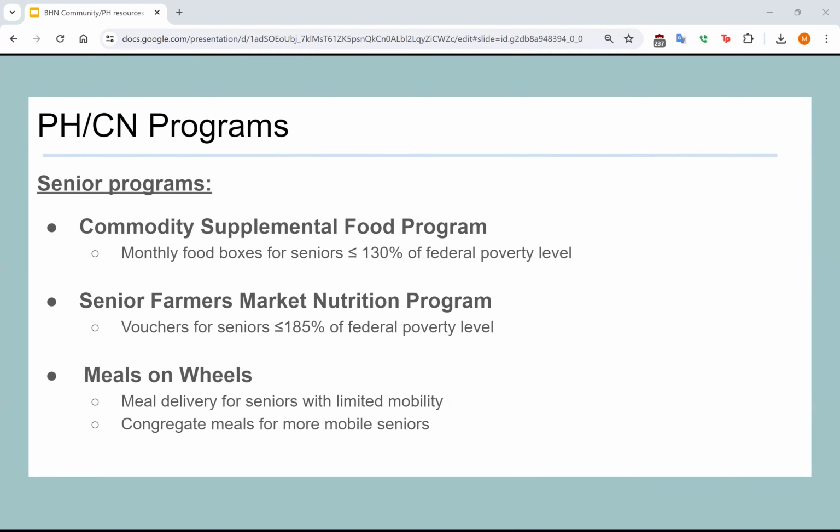And then there's a couple of different programs for seniors. So the first one's the Commodity Supplemental Food Program, which provides food boxes. So all of these, the ones I talked about before and the first 2 here, are all from the USDA Food and Nutrition Service. So that's a government, federally funded source. So we have the Seniors Farmers Market Nutrition Program, similar to the one for WIC, which provides vouchers for produce at farmers markets for seniors. And then Meals on Wheels, which isn't USDA FNS, but is in most communities, provides meal delivery for seniors with limited mobility. And for slightly more mobile seniors, they provide congregate meals where they can have some social interaction as well.